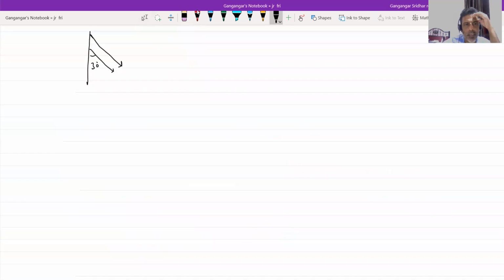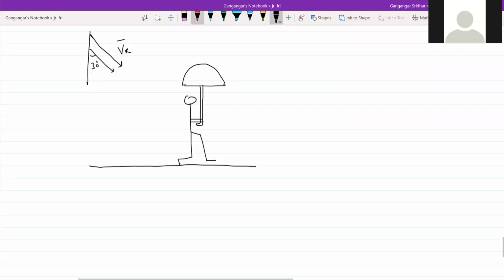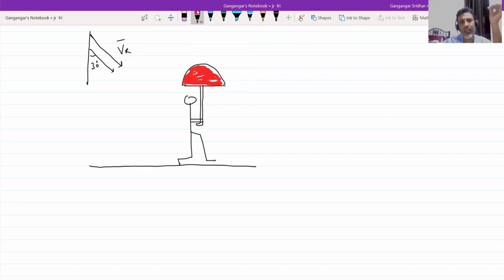The same thing, 30 degrees. This is velocity of rain. Then the man is walking on the road. Strictly, he will hold the umbrella vertically. If you hold the umbrella vertically, how should the raindrops fall? The velocity of raindrop with respect to man should be vertically down. VRM should be vertically down.